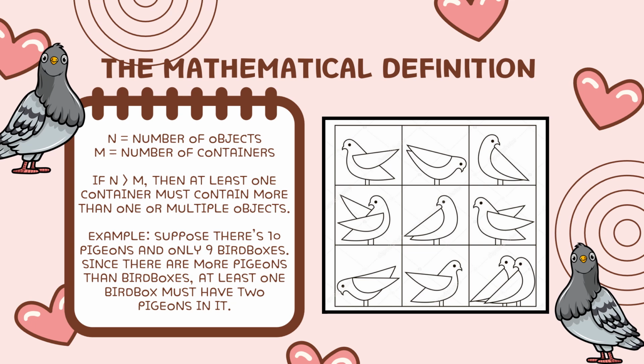So as you can see on the right, there's 9 bird boxes and 10 birds. Suppose there's 10 pigeons and only 9 bird boxes. Since there are more pigeons than bird boxes, at least one bird box must have 2 pigeons in it.